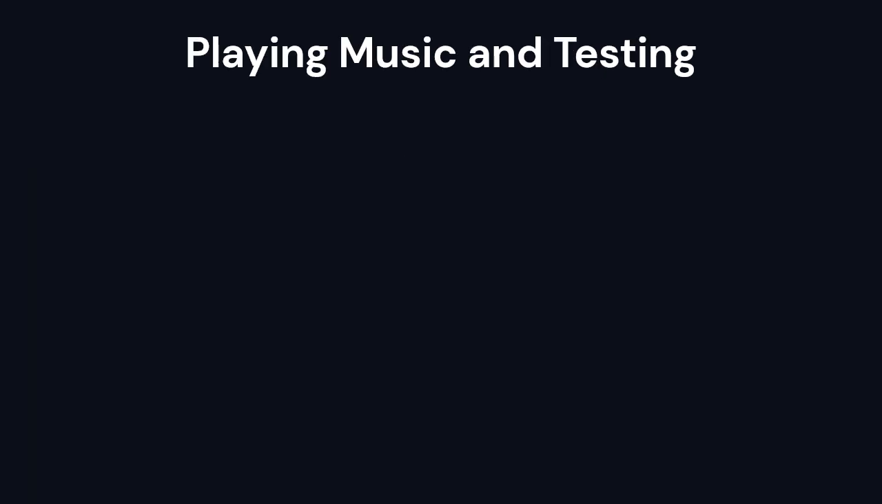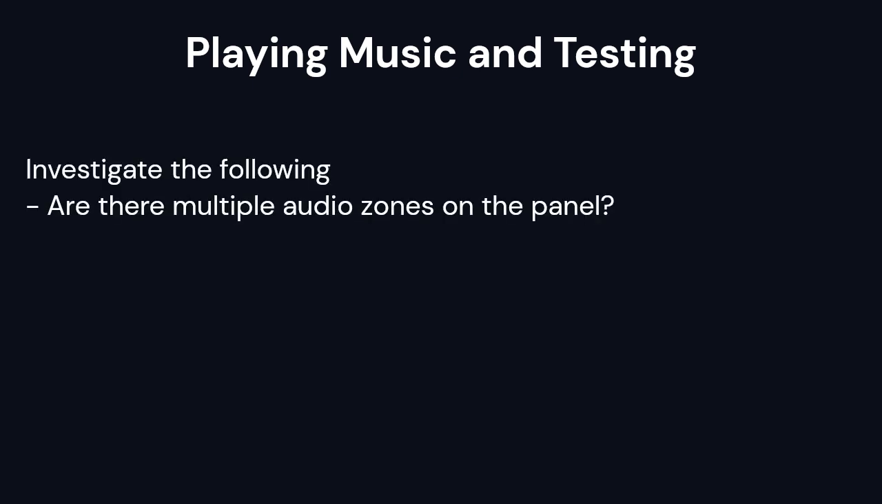After getting an overview of where audio panels or music controlling equipment is located, try to play some music in the venue. When music is playing, investigate the following. Are there multiple audio zones on the panel? If there are, try to find out which speakers belong to each audio zone. Try to control the volume of each zone on the panel individually and listen for changes in the music.